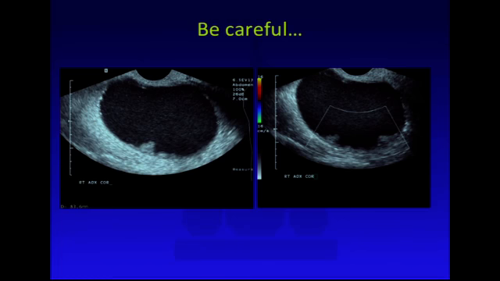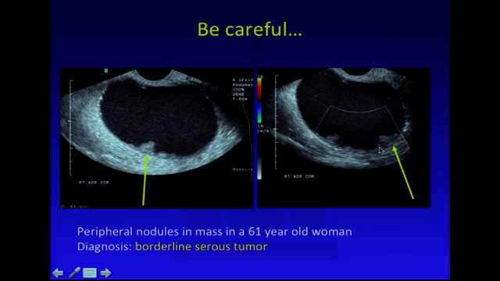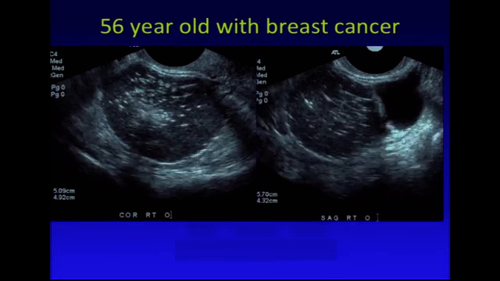But be careful. Look at the entire lesion. This is a lesion also in the ovaries, also with diffuse low-level echoes, but there are little nodules here. This you wouldn't want to see with an endometrioma, so you shouldn't call this an endometrioma. And this turned out to be a 61-year-old woman in addition, so she wouldn't fit the demographic profile, and the surgery showed a borderline serous tumor. So again, it's very important to look at the entire lesion.